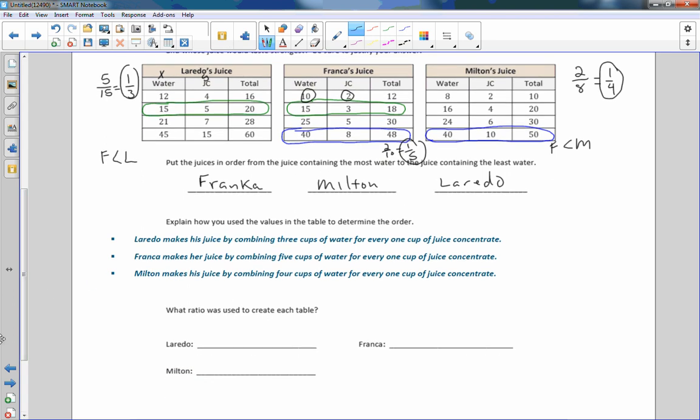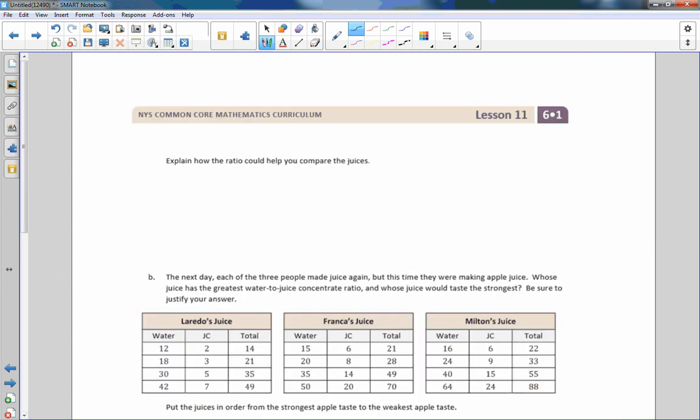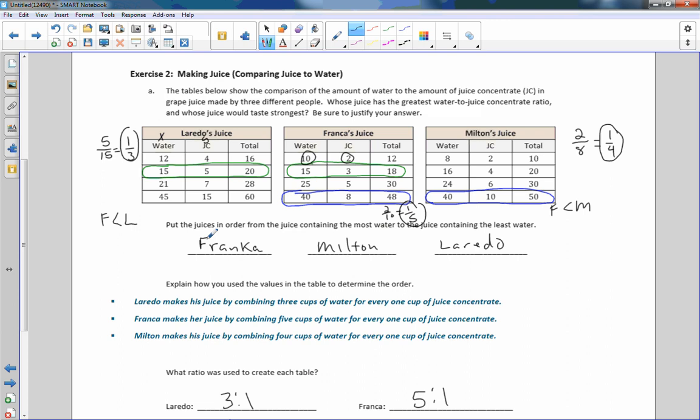It says, what ratio is used to create each table? So Laredo's is 3:1, and Franca's is 5:1, 5 parts water to 1 part juice, and Milton is 4:1. Okay. Explain how the ratio could help you compare the juices. Okay, there's many ways you could say that. I kind of explained it already. So you could say the ratio could help you determine the amounts of juices by figuring out what each rate of change was, or each constant of proportionality, which is our 1/3, our 1/5, our 1/4. Okay, so it's 4:1, 5:1, 3:1, and then determine who gets more juice per, or less water per 1 part juice, actually, would be what it was.